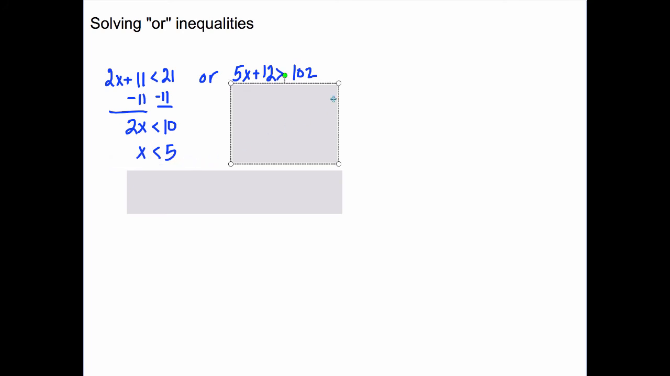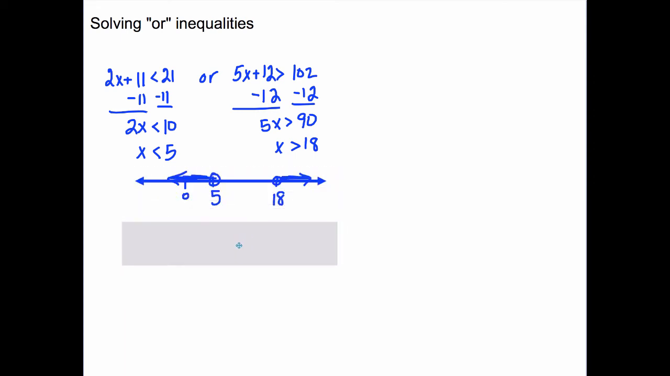Now let's do the second part. We'll subtract 12 from each side and get 5x is greater than 90. Divide each side by 5, and we'll get x is greater than 18. And then on a number line, that's what it looks like. X is greater than 18 or x is less than 5.